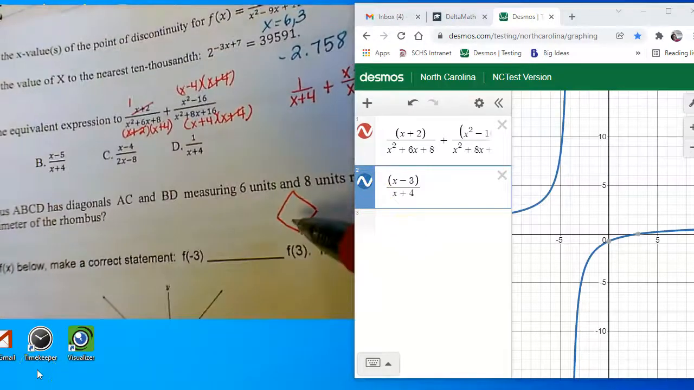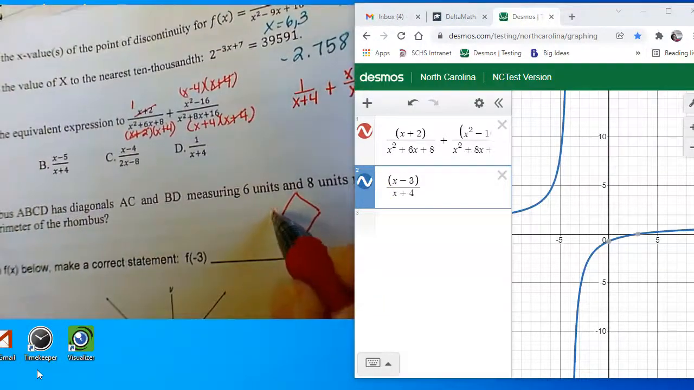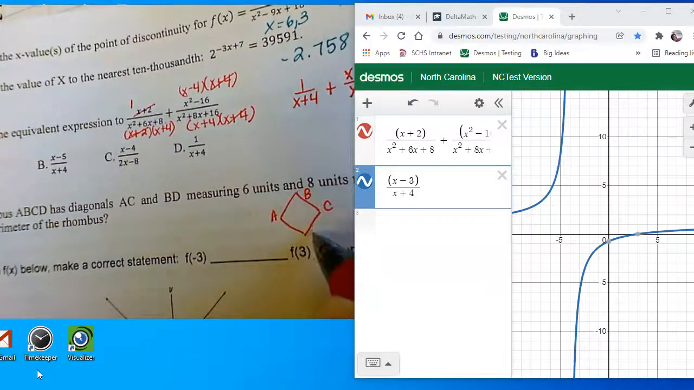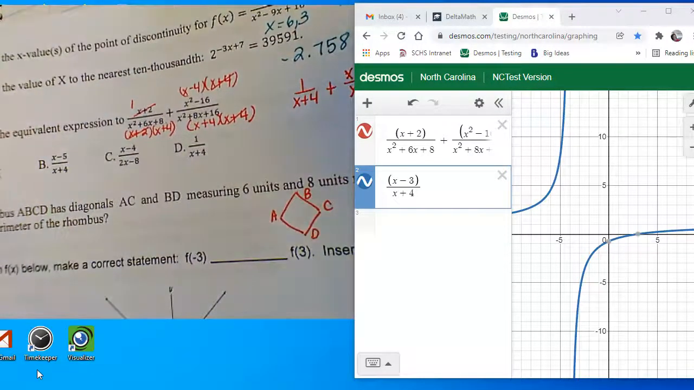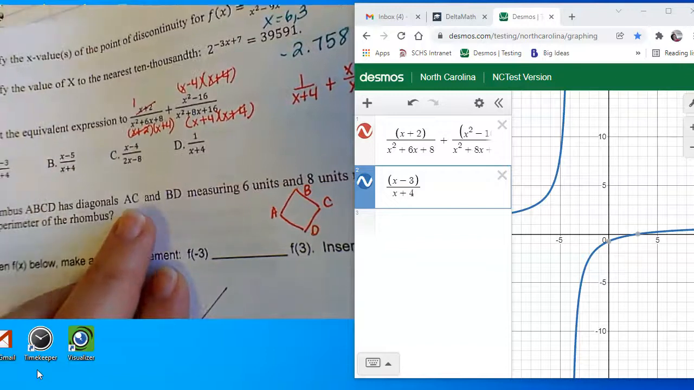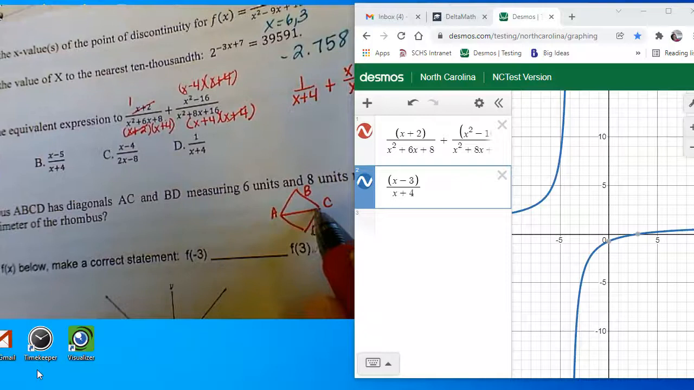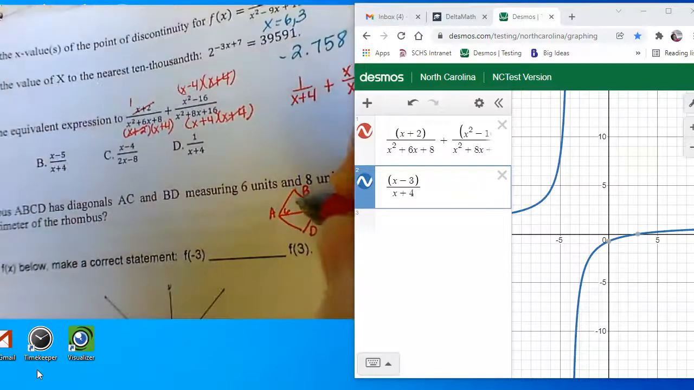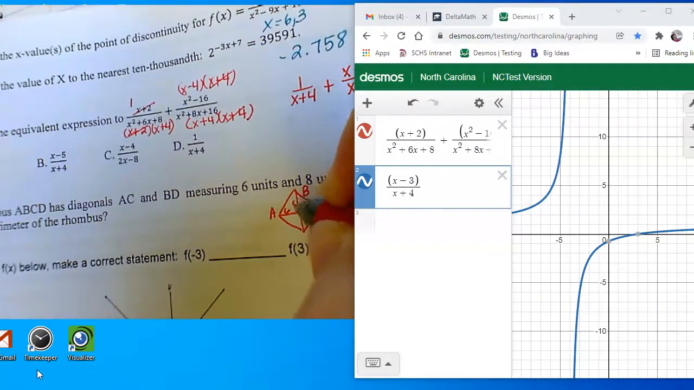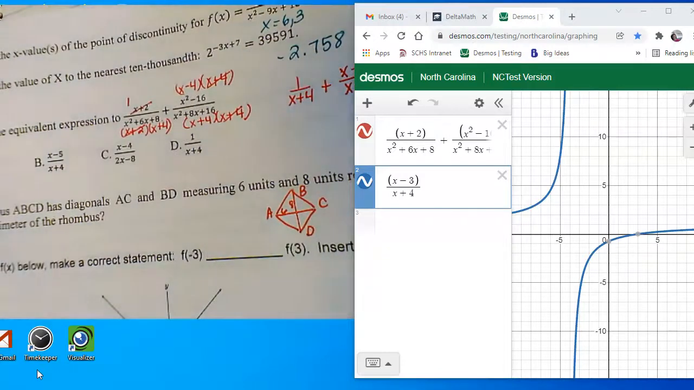So here's sort of a rhombus. A, B, C, D. You can start wherever you want to and label it. Just go in order, whatever order you want to. It says that AC and BD are 6 and 8. AC is 6. And BD is 8. What is the perimeter of the rhombus?